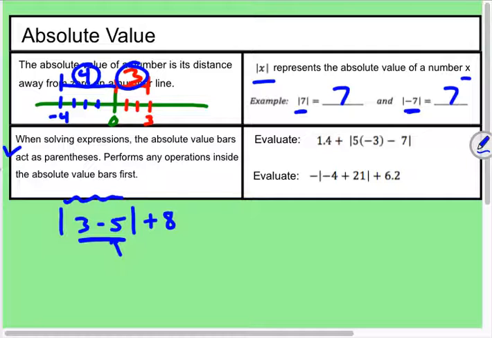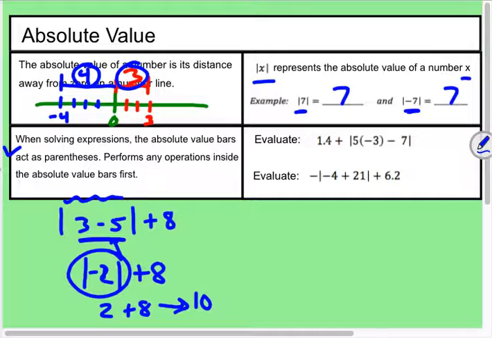3 minus 5 is negative 2, plus 8. Now we take the absolute value of it because we got it down to one number. Absolute value of negative 2 is 2. 2 plus 8 is going to give us 10. Okay? So that's kind of how you work with these absolute value bars.